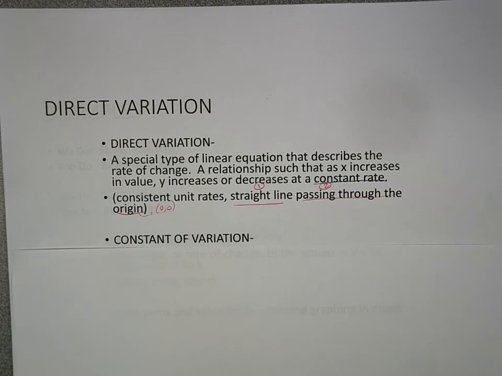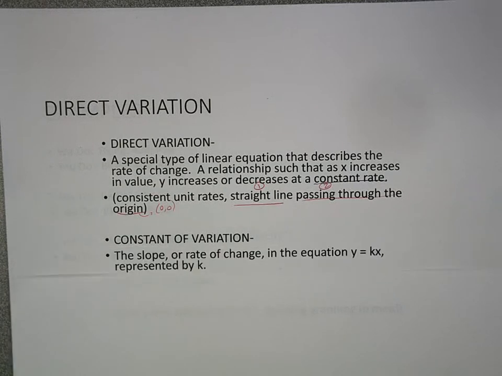All right, our next word. Constant of variation, everyone. So here's what your book says. This is the slope or the rate of change in the equation y equals kx, represented by k. We're going to talk more about that.